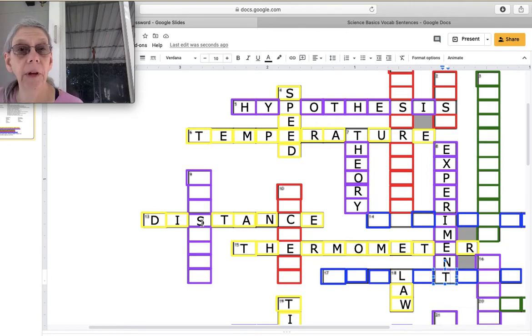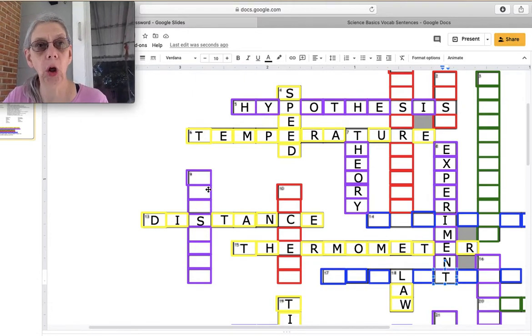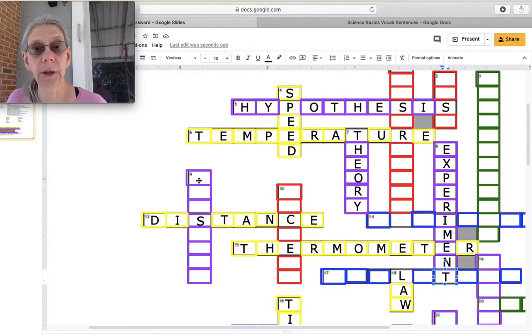9 down has an S in the middle of it. The expression of interest in a phenomenon. It's your starting point for the scientific method. So, of course, this is your question.